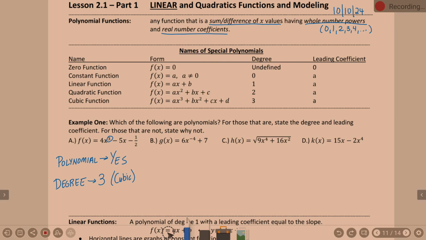And then the other piece of information we're asked for is a leading coefficient. Okay, if your degree is 3, then what is the coefficient on that term? And that is 4. Okay? Very basic algebra review, yes? But also vocab that we need to review.